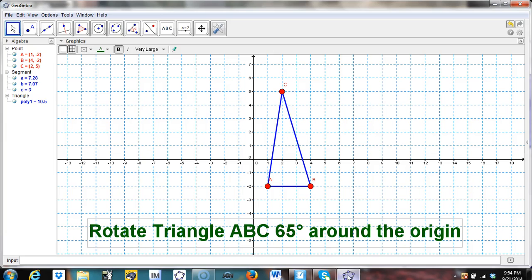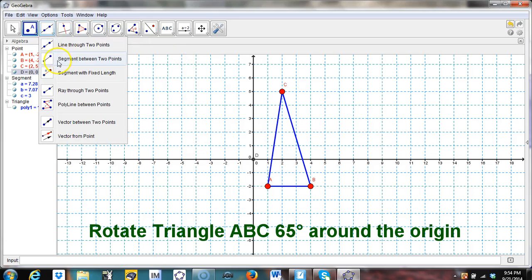Or counterclockwise, okay? Let me show you how to do the exact same thing with GeoGebra. It's a little bit easier with GeoGebra once you get familiar with the tools again. But here's how we're going to rotate this triangle 65 degrees. Oh, I didn't say which direction. Let's just go counterclockwise, 65 degrees. So I need to actually put a point right on the origin. That's the center.